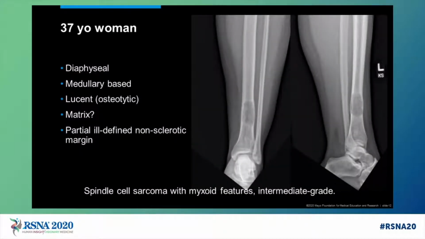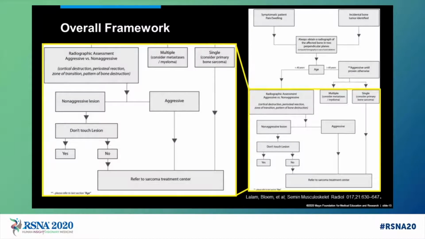Compare that to this 37-year-old that I showed you earlier. This is a lesion with a more aggressive appearance. It turned out to be a spindle cell sarcoma with myxoid features of intermediate grade, a diagnosis I doubt anyone would make from any imaging study. Looking through this framework, we have shown a lesion which was a don't touch lesion, and we've also shown a lesion in someone under 40 that had more aggressive features.